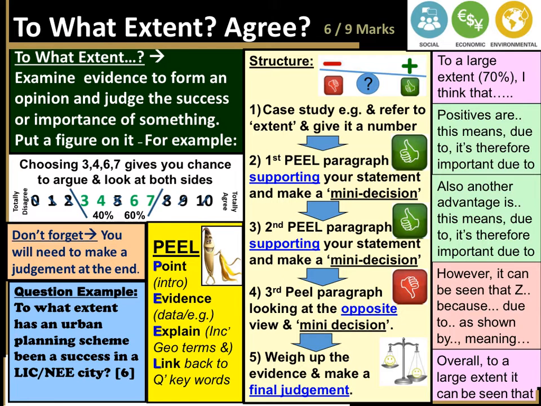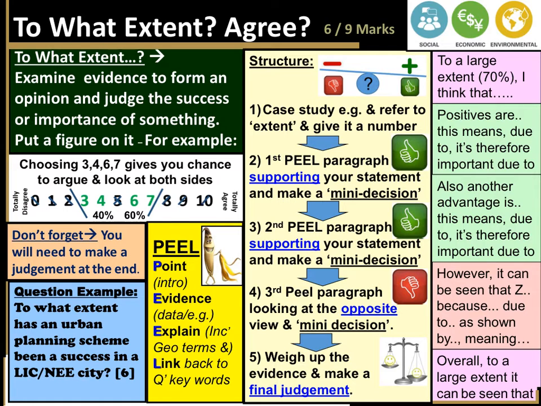Your structure is an introduction, and then you're going to do a first PEEL paragraph. This is in the yellow box supporting your statement. Make a mini decision. So this is significant, important, successful, effective, those words. Then we're going to do a second PEEL paragraph supporting your statement or mini decision. This is effective, significant, successful, and important. Then, crucially, your next paragraph, so the red thumbs down, look at the opposite side of the argument, and that's where you get the to what extent.